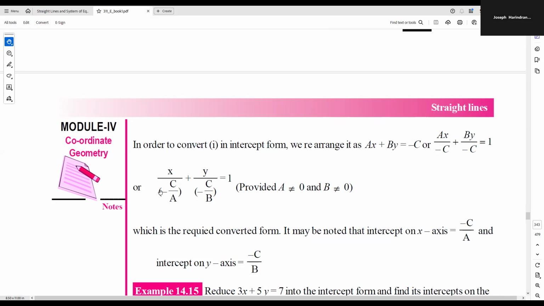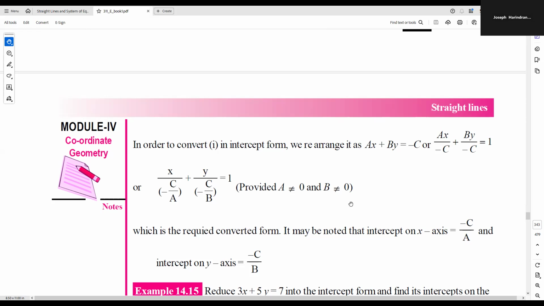So x by a, this is small a, the x-intercept, minus C by A. We use capital letters A, B, C for this purpose only, to distinguish them from the small letters a, b, which you are using in the specific forms. So y by, we have a small b, the y-intercept, is equal to 1, provided A is not equal to 0 and B is also not equal to 0. So this is the converted form of the equation, from the general form to the intercept form.